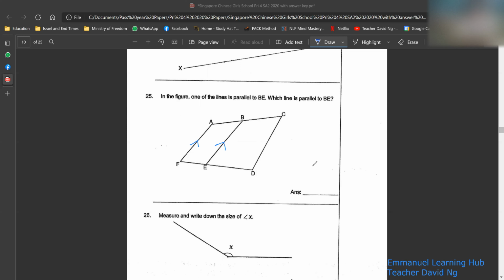Okay, the answer AF is correct, but I want to deepen your understanding about parallel lines. Do you know what is the meaning of parallel? Yes, I don't know how to explain. You don't know how to explain, okay. You have to learn how to explain. Why? Because secondary school A Math requires tons of explanation. But you have to build up your ability to explain mathematical concepts in primary school before you can move on to secondary school, because I don't want you to get a shock in secondary school.